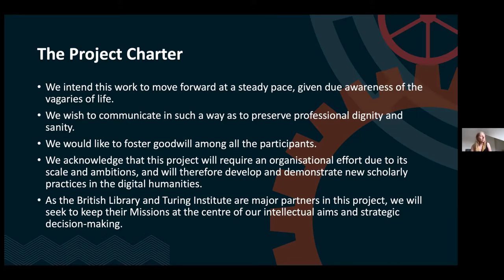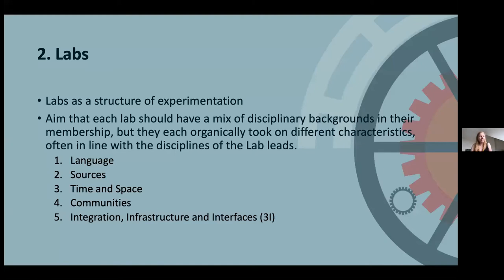But finally, we thought it was quite important that because we're located inside the Alan Turing Institute and the British Library is such an important partner on the project, that we would seek to keep their missions at the center of our intellectual aims and strategic decision making, because it's important to have organizations on your side rather than fighting with them constantly. So that's how we wanted to start off with a set of values.